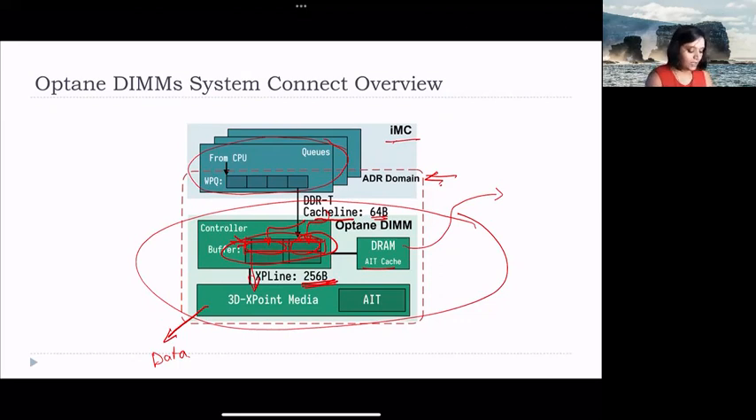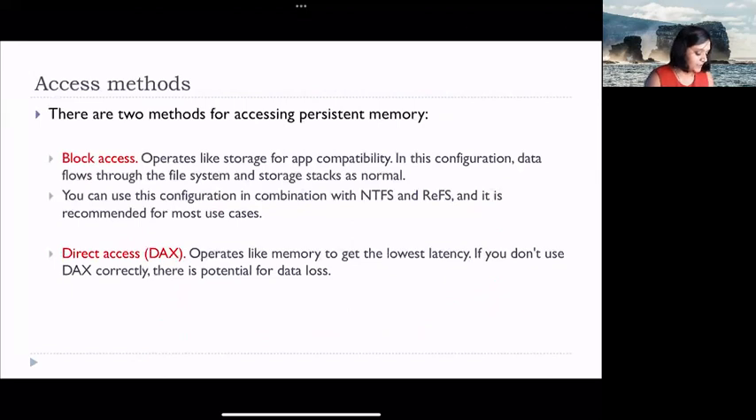So now that we understand how persistent memory interacts with our memory controller, let's see what the different access methods are to use this persistent memory. There are two currently most popular methods for accessing persistent memory. First, block access.